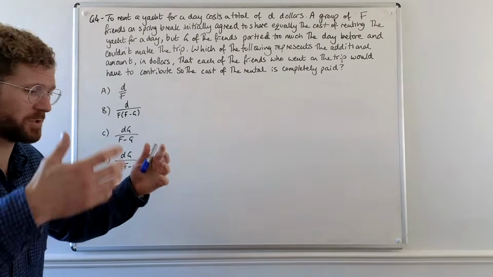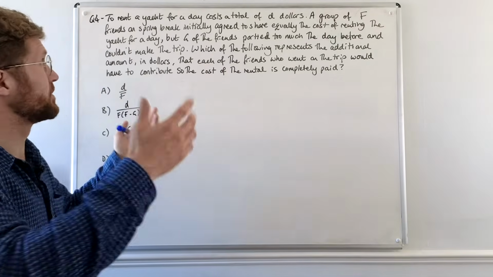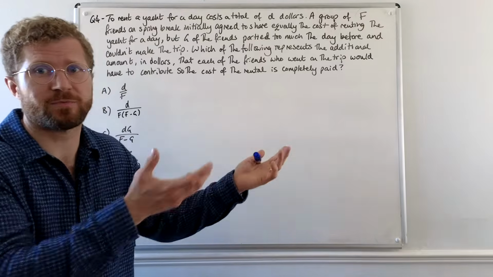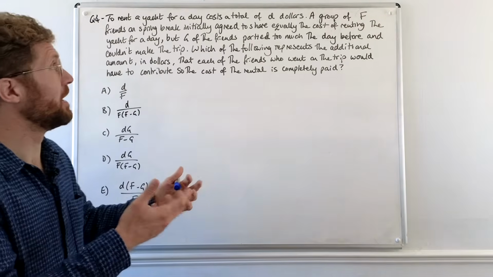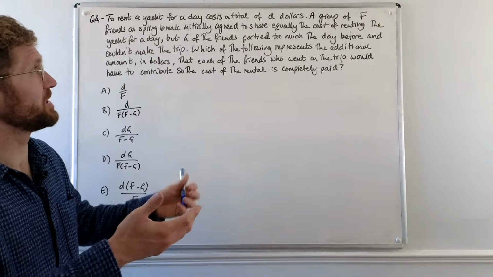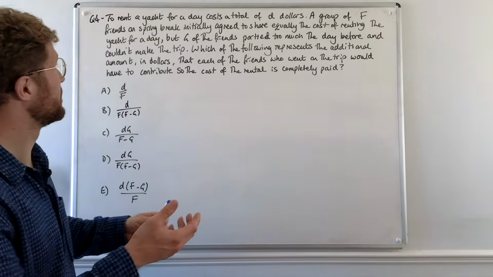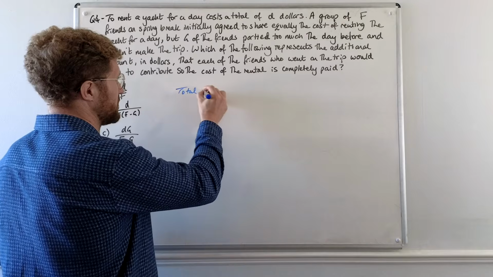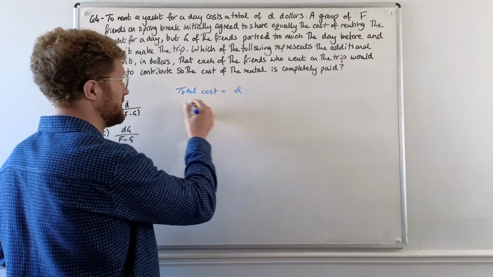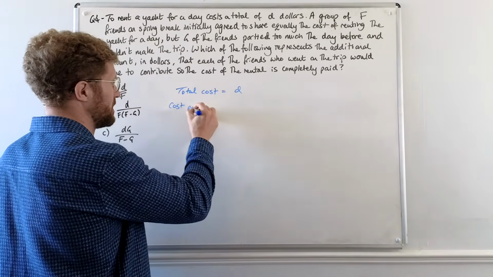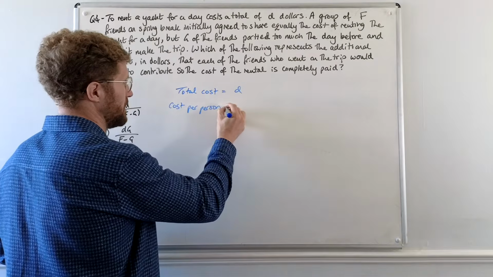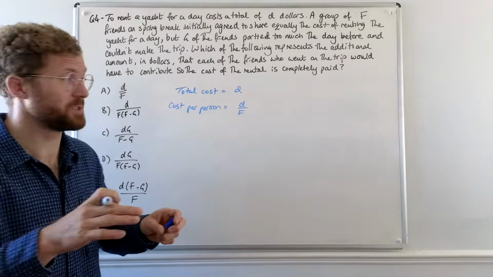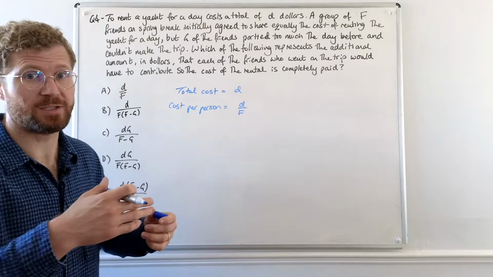We'll take a look at this huge wall of text and see what we can make of it. So I'm just going to work through this bit by bit. We're told that to rent a yacht for a day costs a total of $D. So we've got a cost for this yacht. And then a group of F friends on a spring break initially agreed to share equally the cost of renting the yacht for a day. So the total cost is D, and the cost per person, we divide that D by F. So initially, the cost per person is going to be D over F.